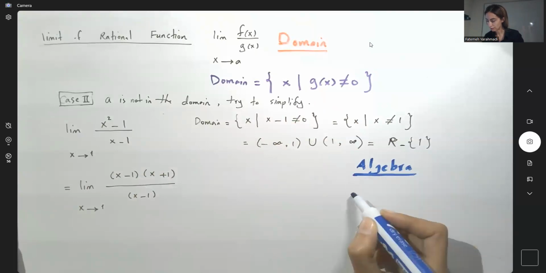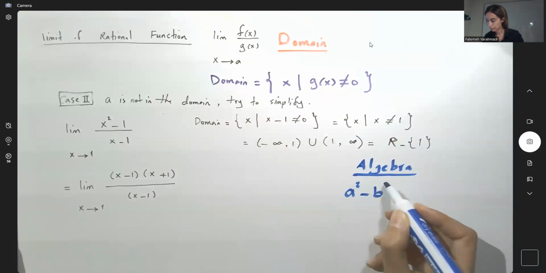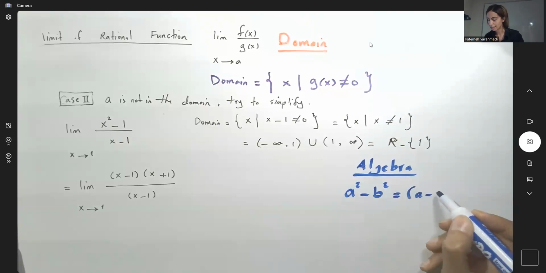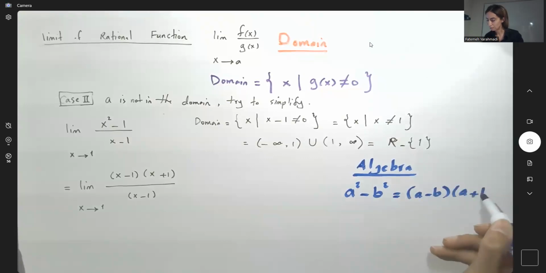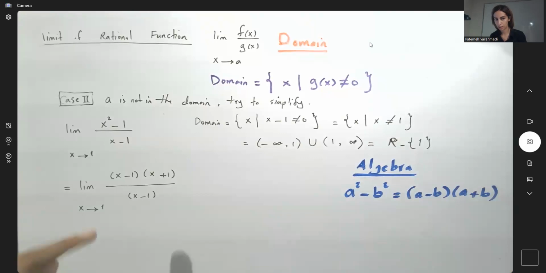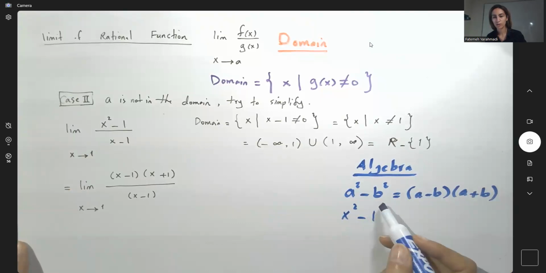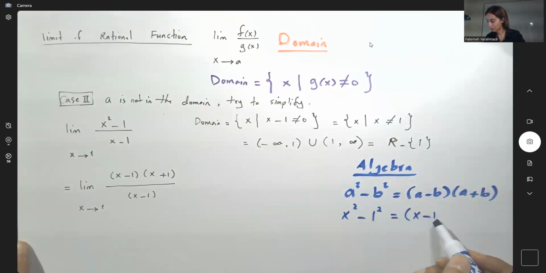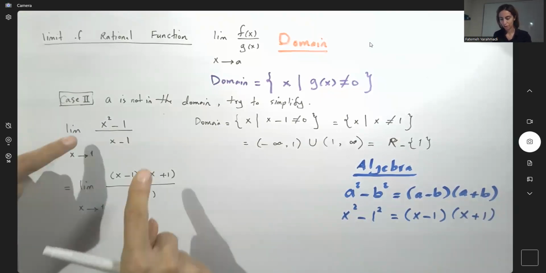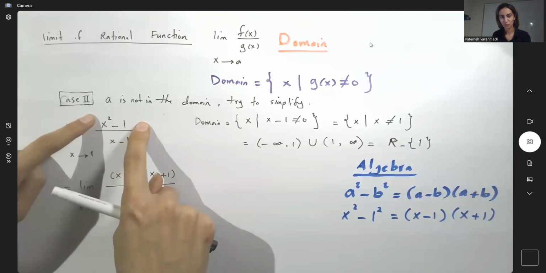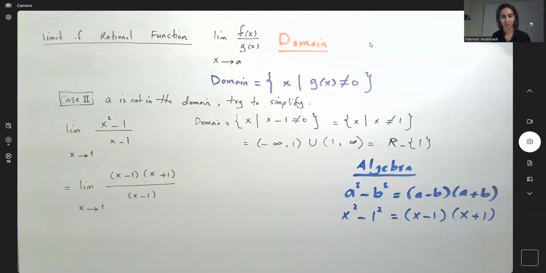From algebra, we know that if we have a squared minus b squared, this can be written as a minus b times a plus b. So basically, you have x squared minus 1, which is originally 1 to the second power, invisible too. So it is x squared minus 1 squared, which is x minus 1 times x plus 1. That's how I ended up taking x squared minus 1 and writing it in expanded form like this.